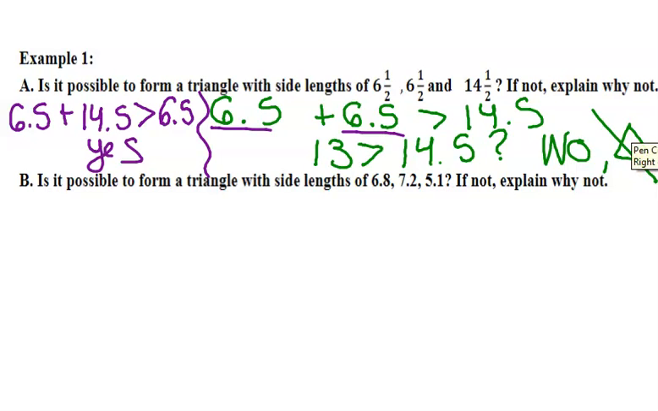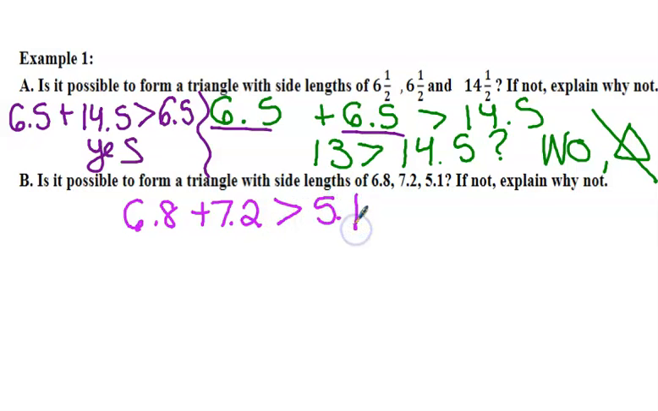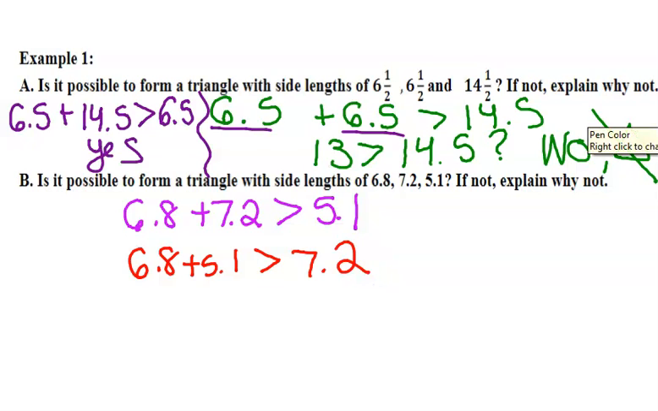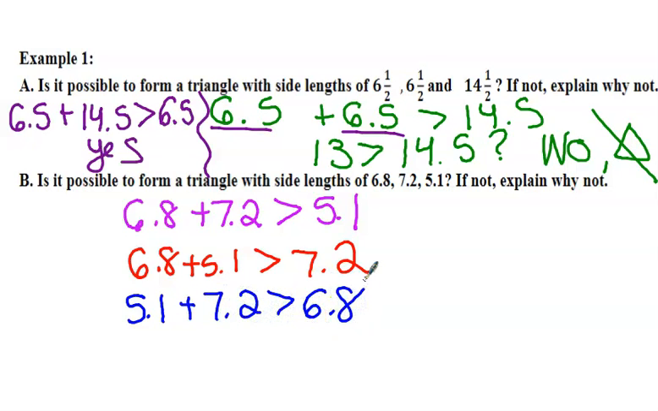Is it possible to form a triangle with sides 6.8, 7.2, and 5.1? If not, explain. All right, so let's talk about the three different scenarios. I'm going to combine 6.8 and 7.2, and we want to see if that's greater than 5.1. Another scenario is 6.8 and 5.1, and let's see if that's greater than 7.2. And then the remaining one is 5.1 and 7.2, and my third side is 6.8. So we have to see if each of these work.